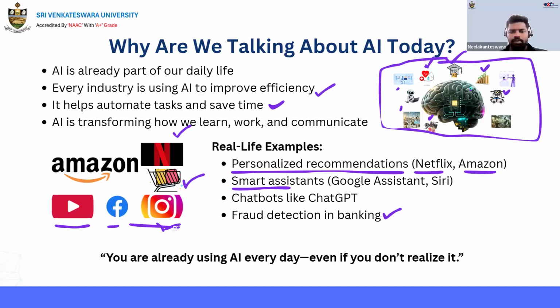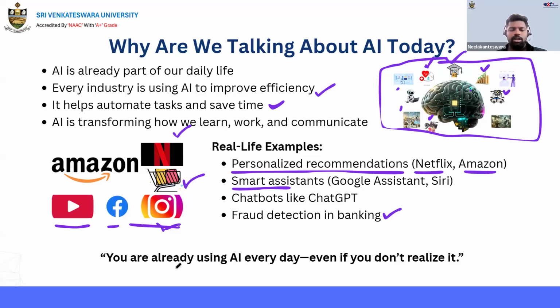Suppose you are interested in listening to old songs, and old song reels are coming in Instagram. If you watch those reels continuously two to three times, then your entire Instagram feed will change automatically, right? That is the best example of how they know about your interest, because behind it is ML or AI. That means they know what you are interested in now, and according to that, it gives you the Instagram feed.